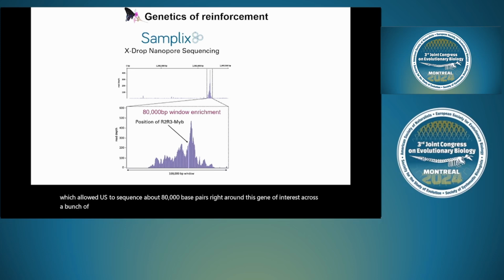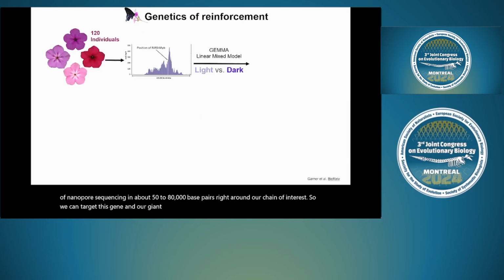Shown here is an example of how we have 100 to 500x coverage of nanopore sequencing in about 50 to 80,000 base pairs right around our gene of interest. So we can target this gene in our giant genome in about 120 individuals that vary in flower color in nature, and then use an association study to try to find what are the causal mutations underlying this.